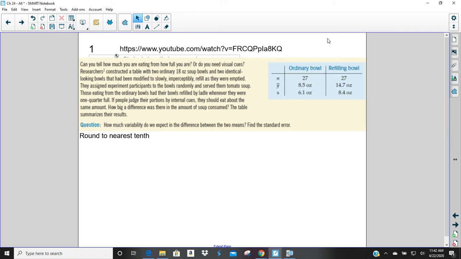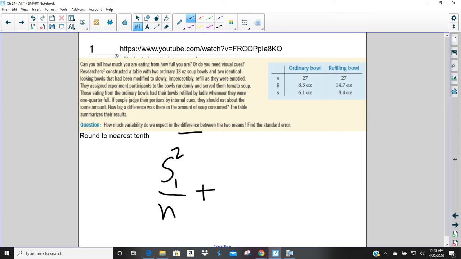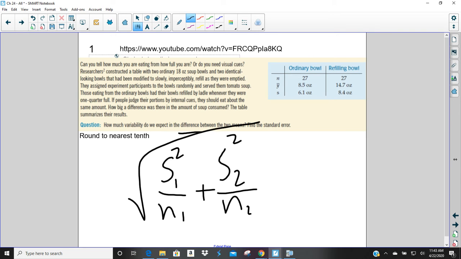I could just ask you that, and you have to know variability is standard deviation. But it was nice of them to say, find the standard error. So I want you all to start thinking of words that you might see and say, variability. I'm going to talk about standard deviation. How do we expect in the difference between the means? But remember, for difference, we're going to be doing the standard deviation of the first one squared over n1 plus the standard deviation of the second one squared over n2, and all over under the square root.